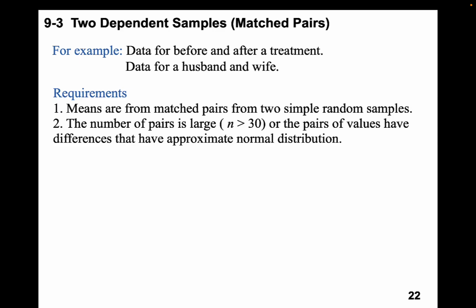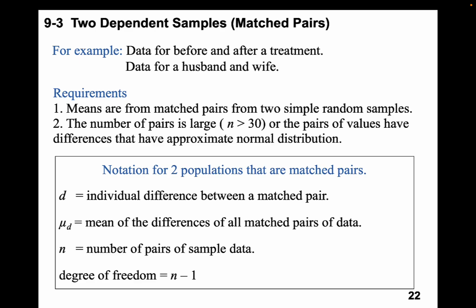Requirements. Means are from matched pairs from two simple random samples. And we need the number of pairs to be greater than 30, or we need the pairs of values differences that have approximate normal distribution. Okay, differences. We've got some new notation for that word.